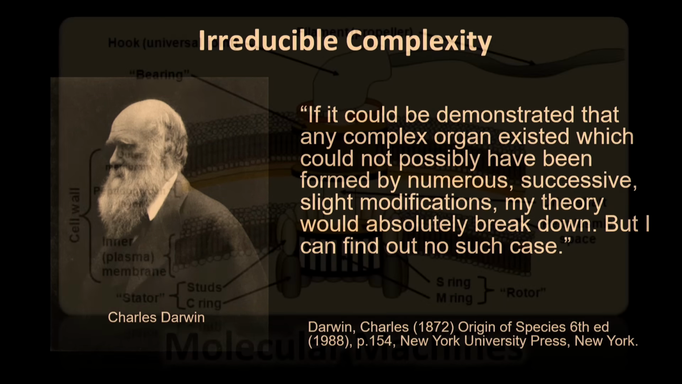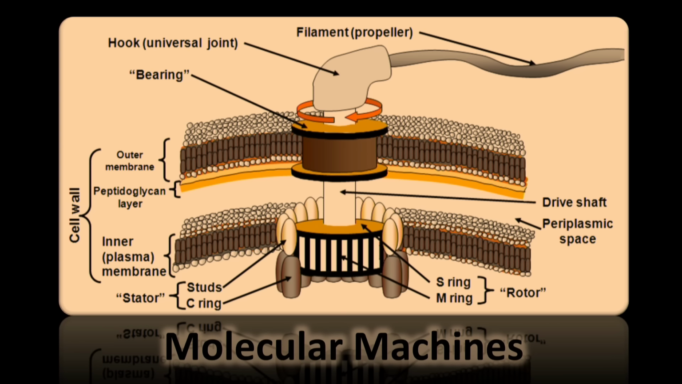And today, we know there are lots of things that cannot be developed by numerous successive slight modifications. And for this, the molecular machines stand as our best example. There are machines in cells that could not possibly have been formed over successive generations because every single part of the machine has to be there. Every single part has to be there at the exact same time. Every single piece of the machine has to be assembled together, and then you have to apply energy to it to get it to work.